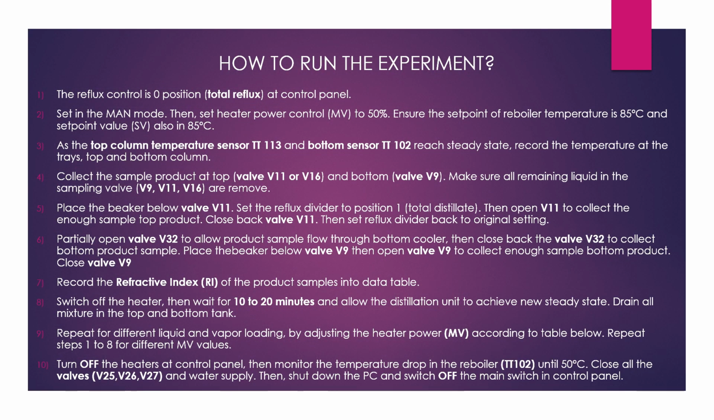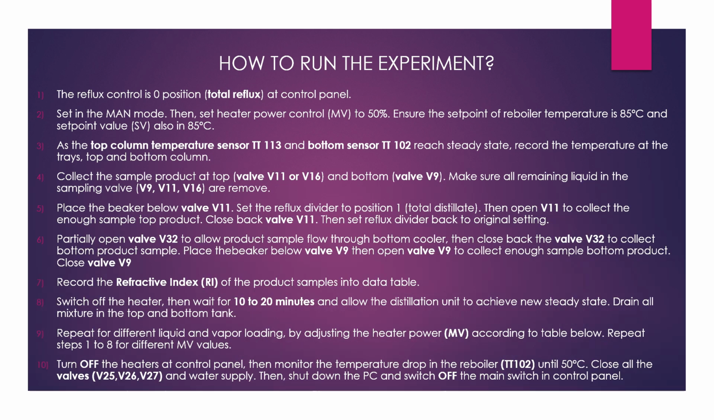So, how to run the experiment? First, set the reflux control to zero position at the control panel. Set it in the main mode, then set the heater power control to 50%. Ensure the set point of the reboiler temperature is 85 degrees Celsius and the set point value is also 85 degrees Celsius.